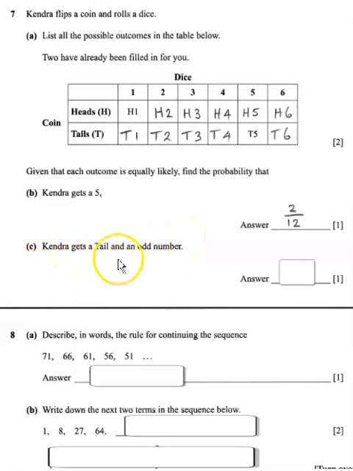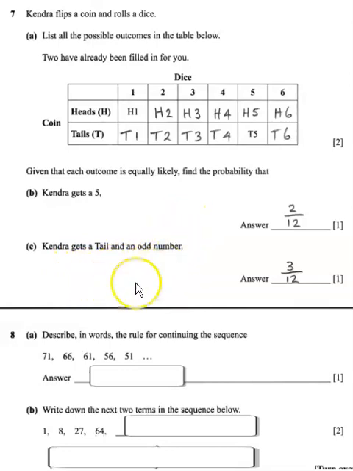So Kendra gets a tail and an odd number. So we're looking at it here, it's 3 out of 12. That is because the tail and odd number is here, 1. Tail and odd number is here, and tail and odd number is there. So that's 3 out of the 12.